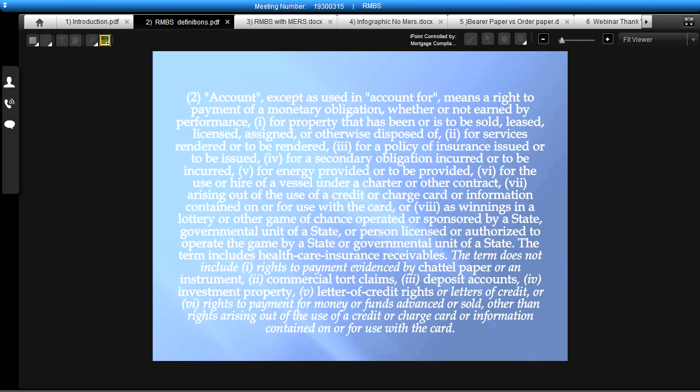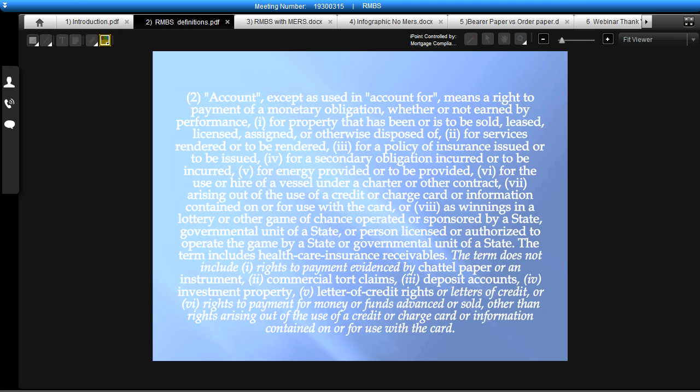or for property that has been or is to be sold, leased, licensed, assigned, or otherwise disposed of, or for services rendered or to be rendered, or for a policy of insurance issued or to be issued, or for secondary obligation incurred or to be incurred, or for energy provided or to be provided, for the use or hire of a vessel under a charter or other contract, arising out of the use of a credit or charge card, or information contained on or for use with the card.